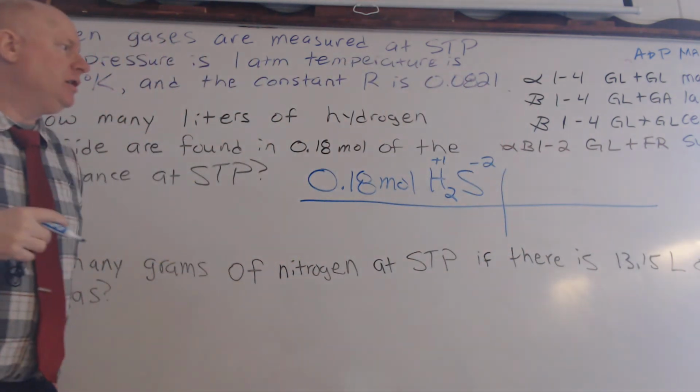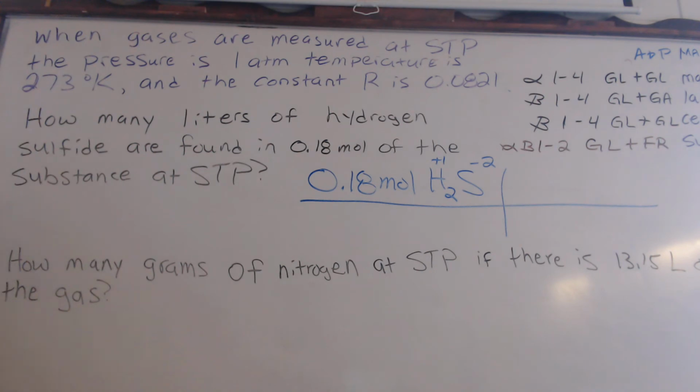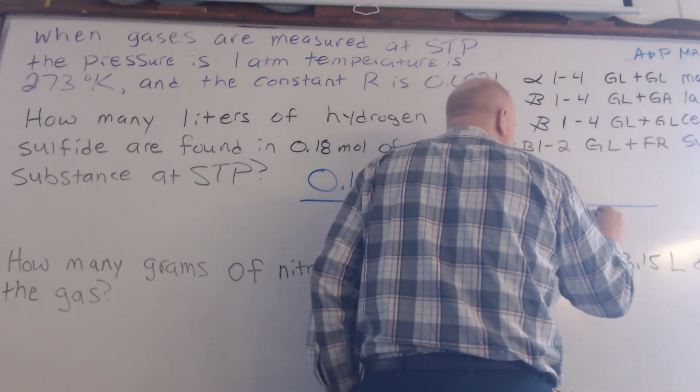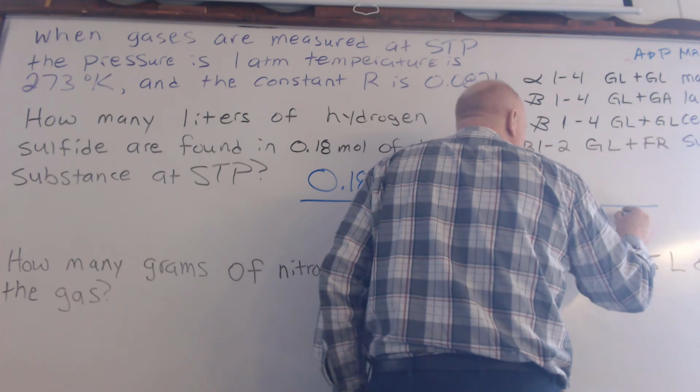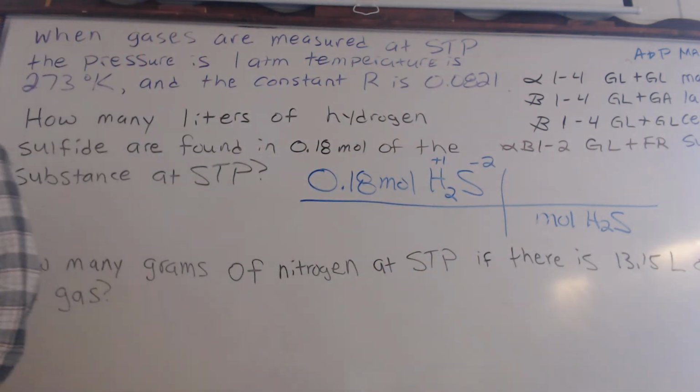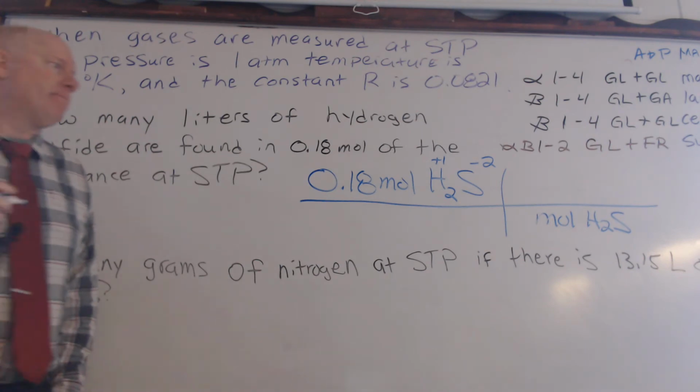Okay, so how do you think you could cancel that mole out in your next step? What would have to go on the bottom? Moles. And since it's measured at STP, we know how many liters that is. 22.4.